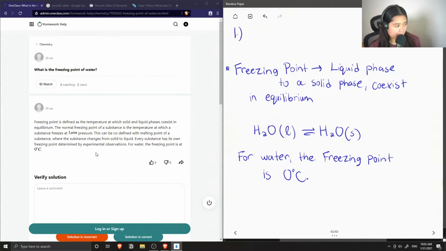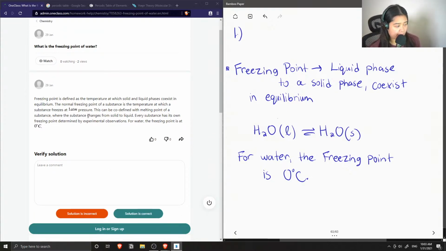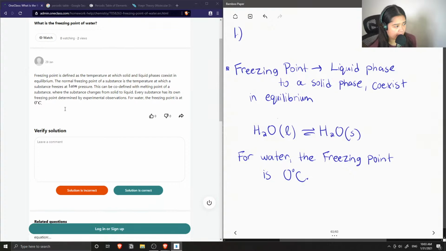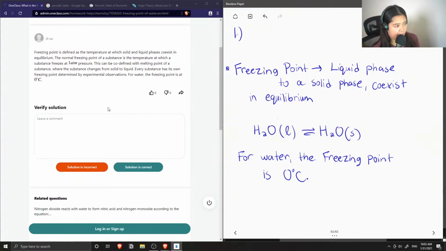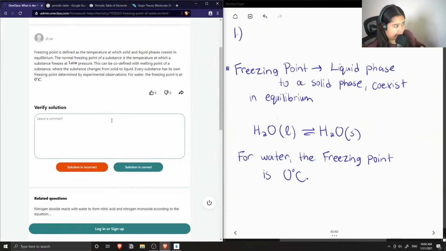And the junior tutor said that the freezing point is defined as the temperature at which solid and liquid phases coexist in equilibrium. The normal freezing point of a substance is the temperature at which a substance freezes at 1 atm pressure. This can be co-defined with the melting point of a substance, where the substance changes from a solid to liquid. Every substance has its own freezing point, determined by experimental observations. So for water, the freezing point is at 0 degrees Celsius. Okay, so this solution is correct.